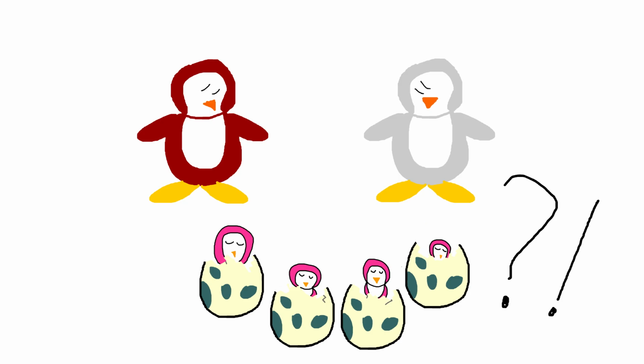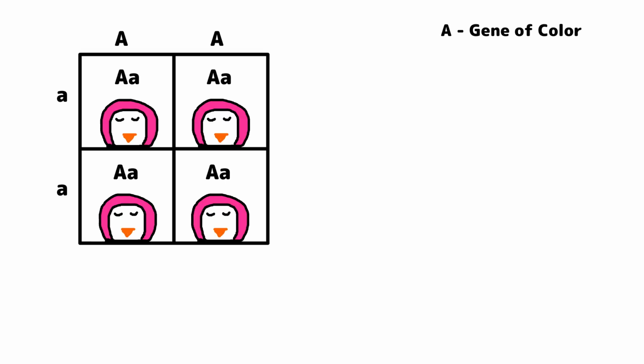From the last video we saw that all of them should be red penguins, and we have to explain it right now. To explain our phenomenon, we need to use Punnett tables and dive deep. Let's define a letter A as the gene for the color. The parents would have been a capital A and a small a genotypes, and all of the children would be heterozygous.